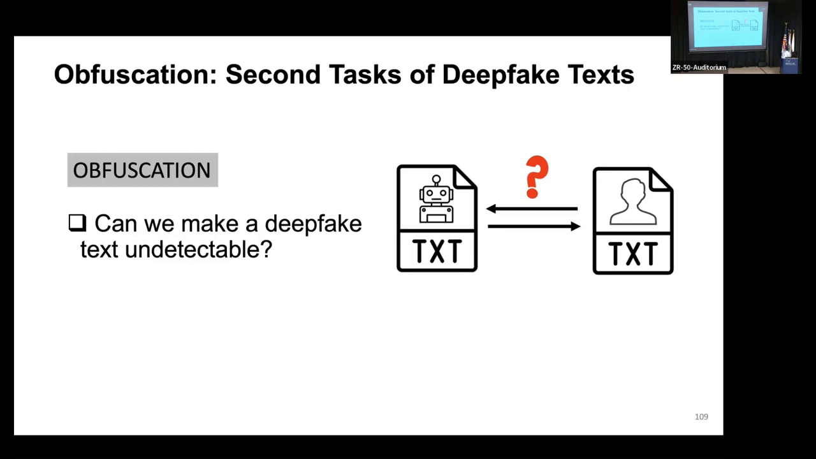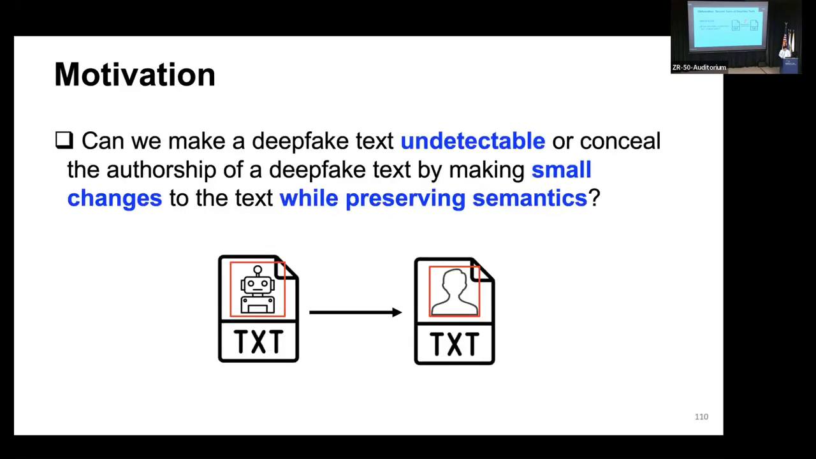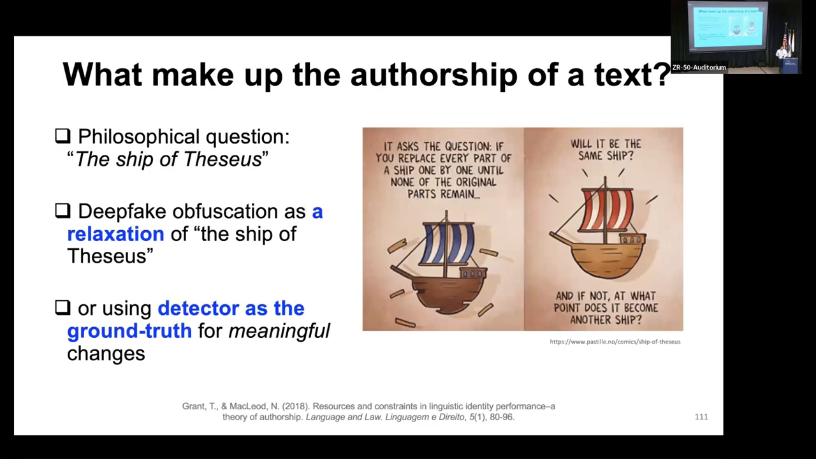Obfuscation is the second task of deepfake text. In obfuscation, we ask a very fundamental question: can we make a deepfake text undetectable? In other words, can we conceal the authorship of a deepfake text by making small changes to the text while preserving semantics? Intuitively, given a text generated by AI or ChatGPT, can we modify it just a little bit, just enough, such that the detectors are no longer able to detect it? And we need to make sure that the semantics, the content, the message behind the text is still maintained.